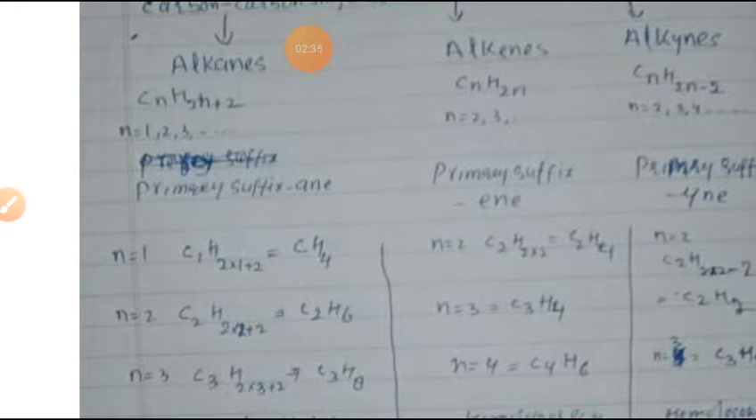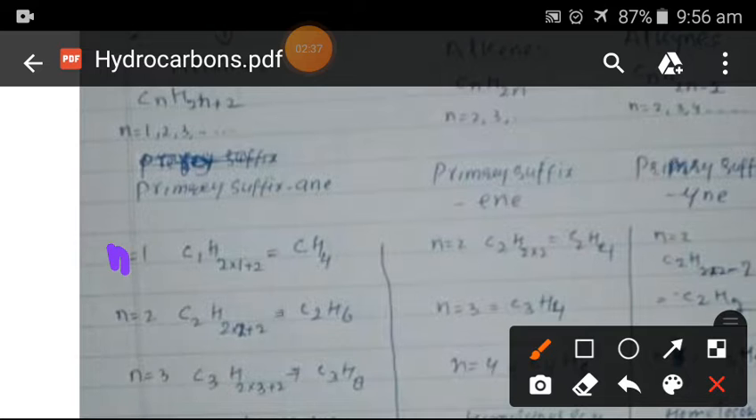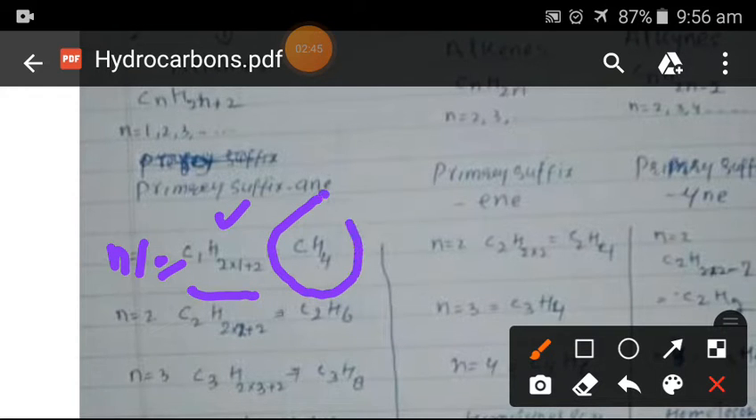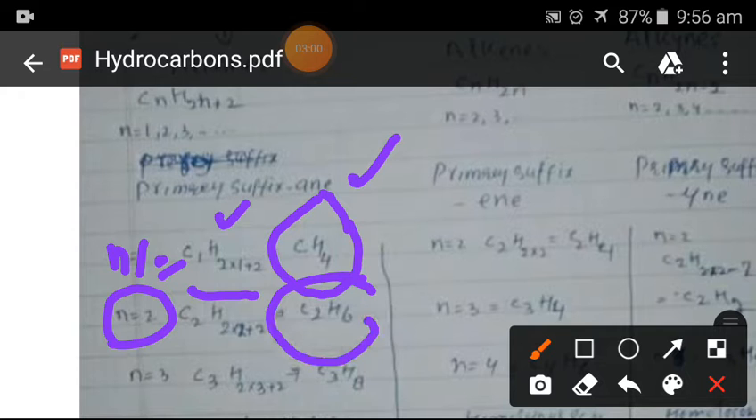So by giving the numbering of the carbon atom, when n is equal to 1, it becomes C1H2×1+2, that is CH4. The first member of the alkanes is methane. Similarly, n equal to 2 gives C2H2×2+2, that is C2H6. Similarly, n equal to 3 gives C3H2×3+2, that is C3H8. Clear?